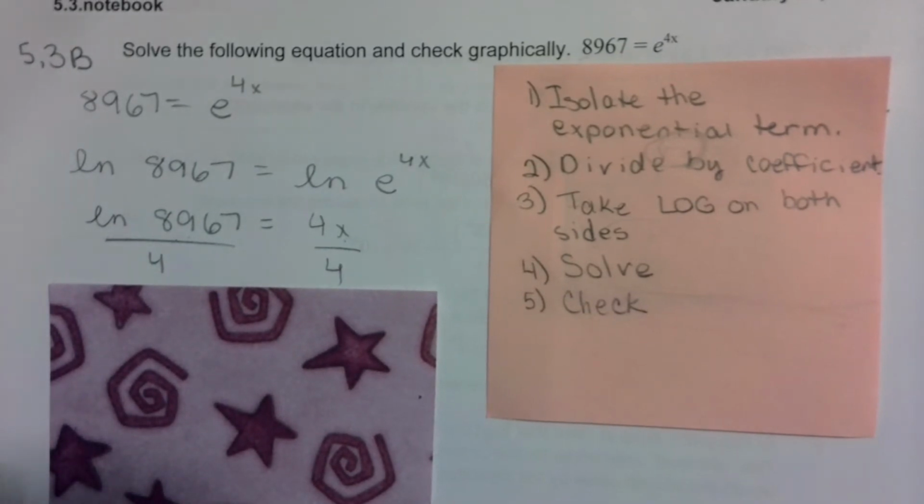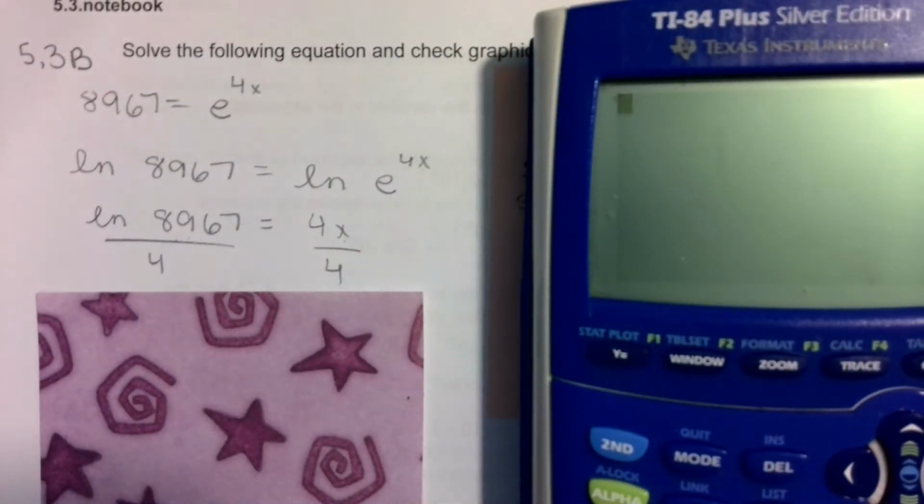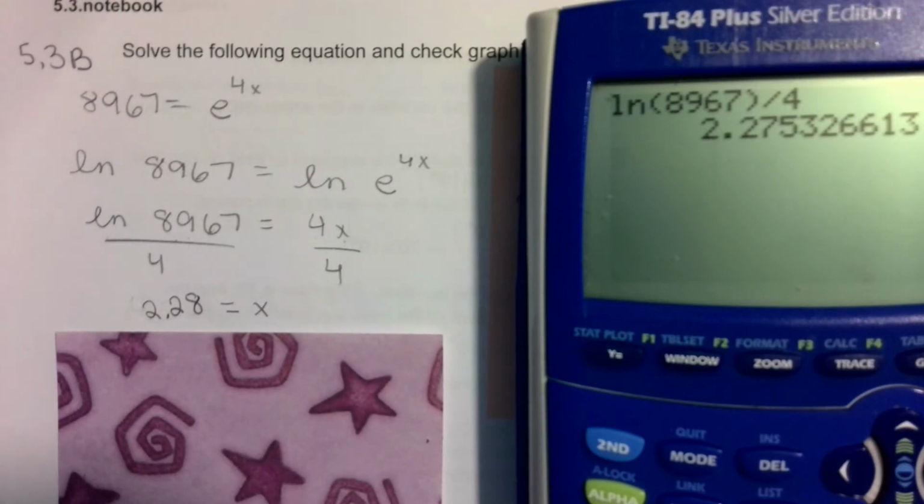Just be careful when you put that in your calculator. You want to be sure to do the natural log of 8967, close the parentheses before you divide by 4. And that gives us approximately 2.28 for the value of x.